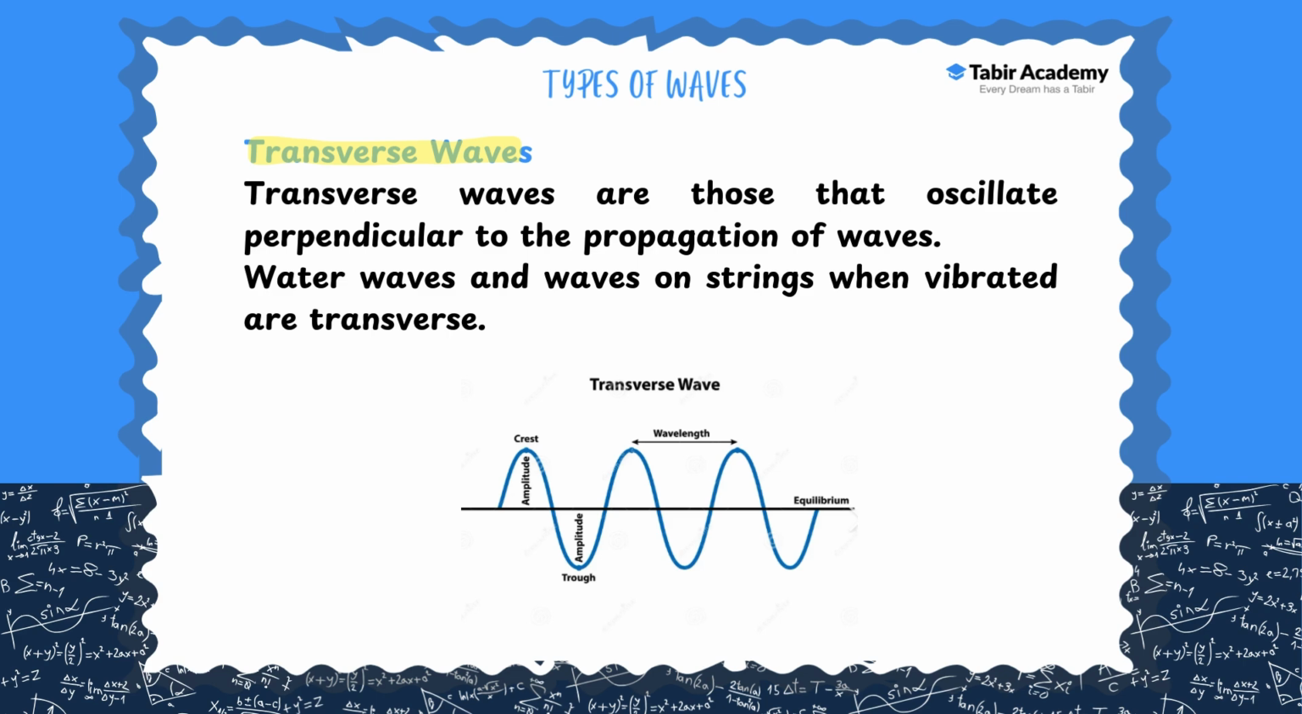The second type of waves are the transverse waves. Transverse waves में particles oscillate perpendicular to the propagation of waves. An example of this could be waves in a water and waves on strings.